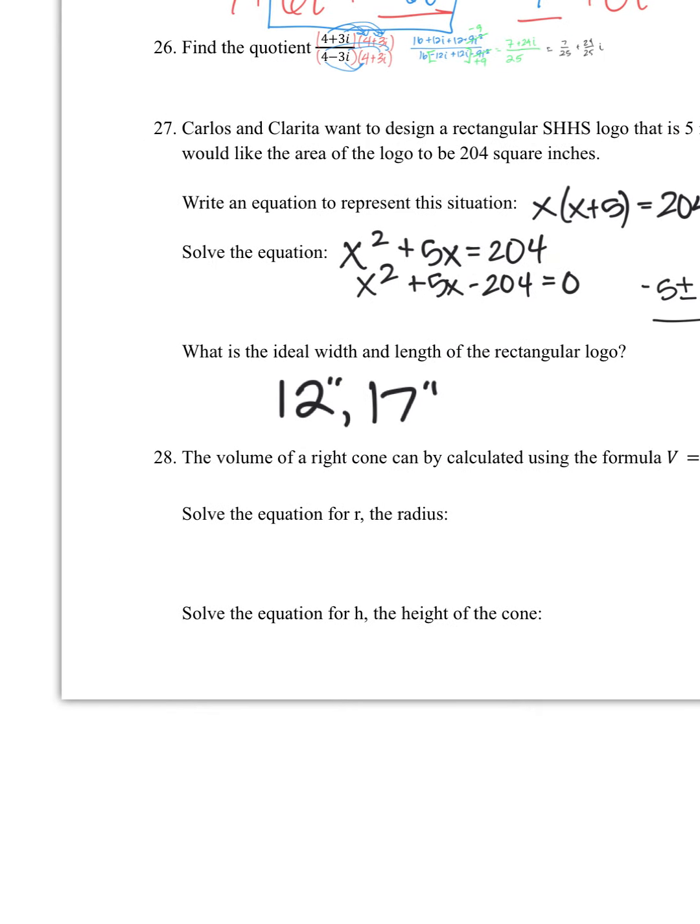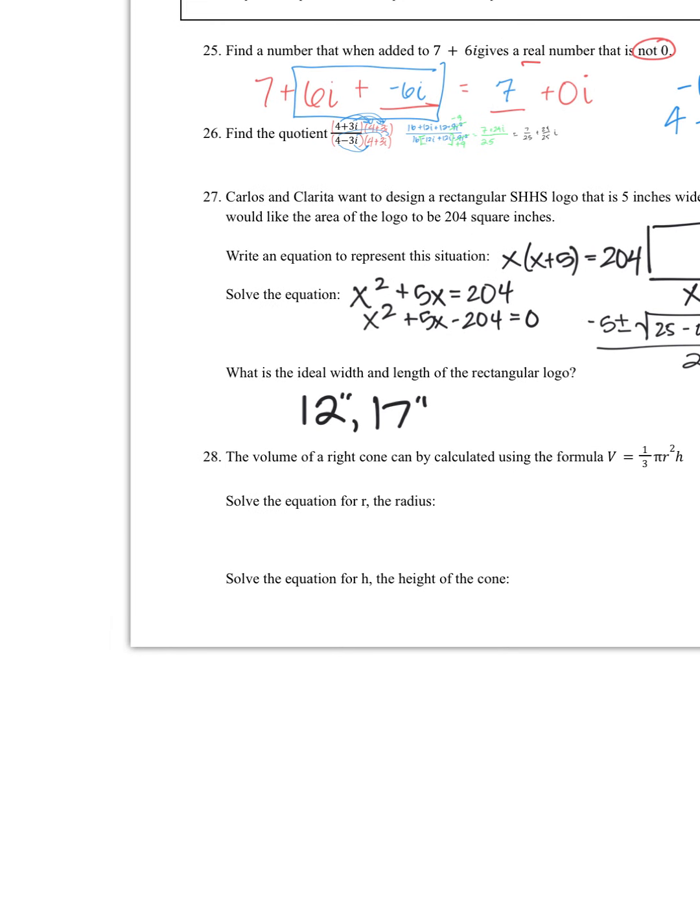Okay, the volume of a right cone can be calculated by using the formula V equals 1/3 pi r squared h. And it asks us to solve for this number r. So we're trying to get r alone. So V equals 1/3 pi r squared h. If I can get r by itself, I'll win. So I'm going to multiply by 3 to get rid of that 1/3. So I've got 3V equals pi r squared h. I'm going to divide by pi and h, because that would cancel out this pi and that h. So I've got 3V over pi h equals r squared.